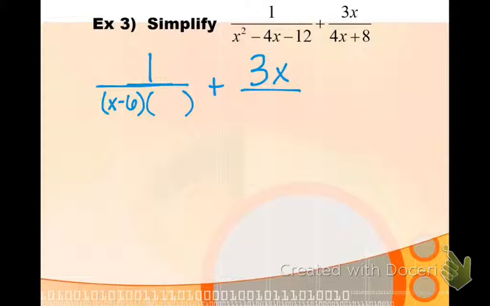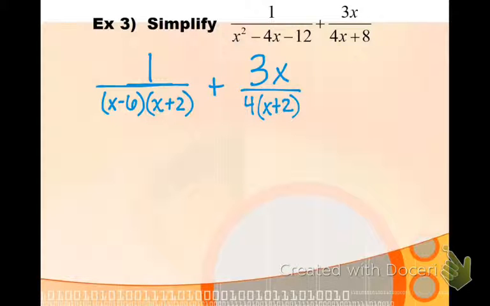I think you were right. Yep, x minus 6, x plus 2. That would multiply to a negative 12 and add up to a negative 4. What about my other one? Factor out 4. What's left? X plus 2.